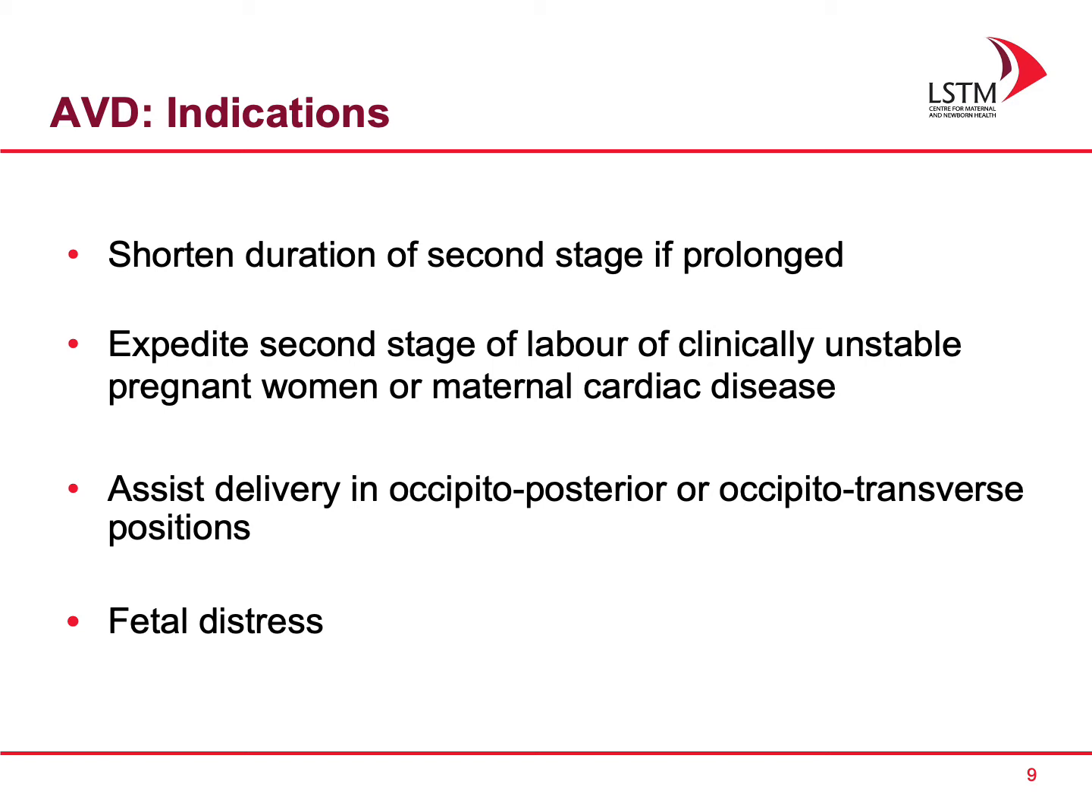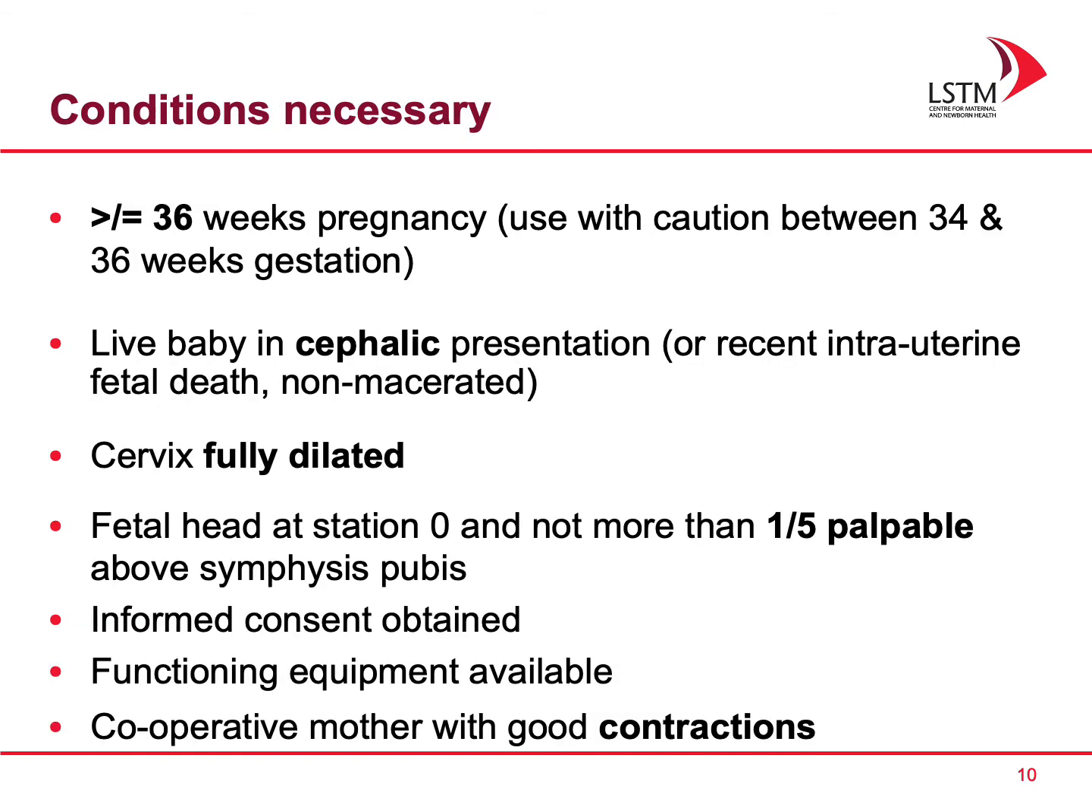Again, when you want to assist deliveries in the occipital posterior or occipital transverse positions, like we know, second stage can take quite some time in these positions. So AVD is a good alternative to shorten that second stage in such positions. Again, fetal distress in second stage will be another indication. Things like cord prolapse in second stage. Think of things that may want you to get that baby out very fast with that lady in second stage.